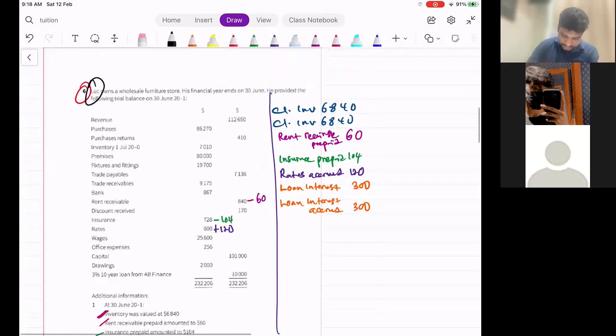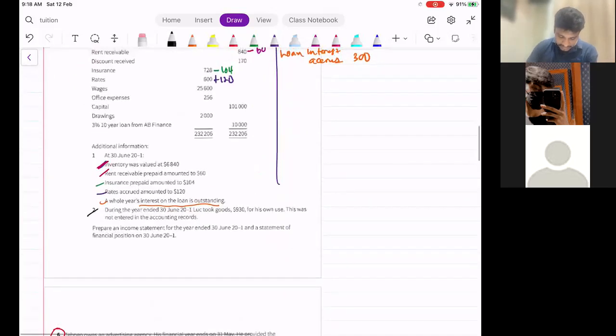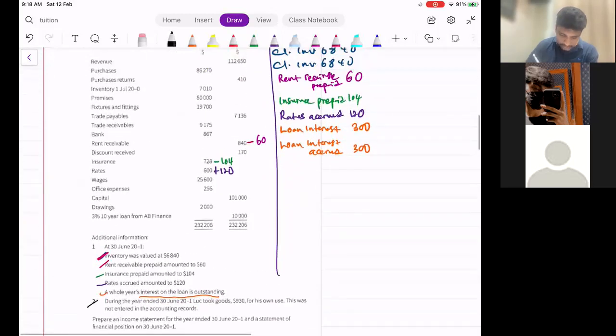Then the last one is during the year, the owner took 930 of goods for own use. This is not entered in the book. So this one you create, very good. You create goods for own use. You create a new account, goods for own use. Whenever you take the goods, you minus what?